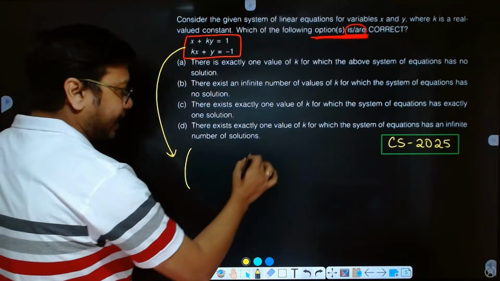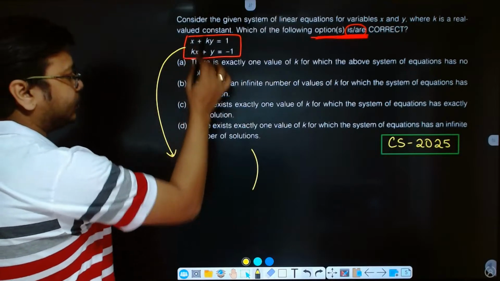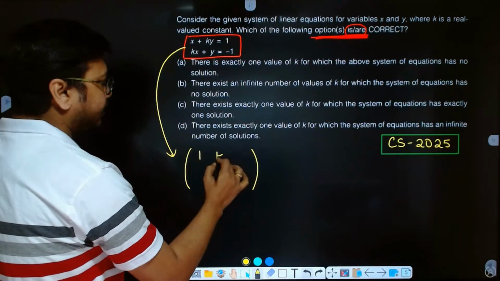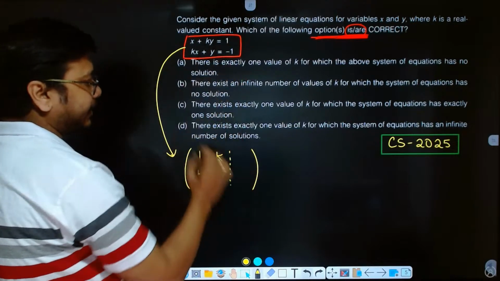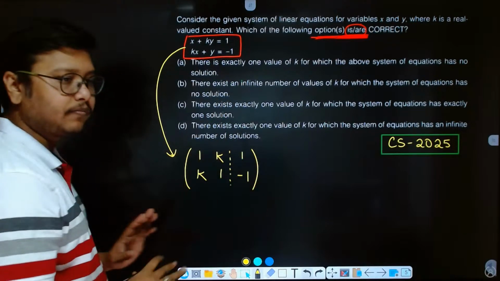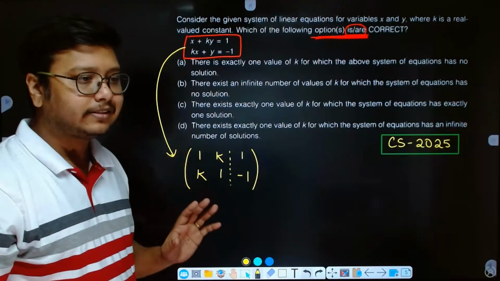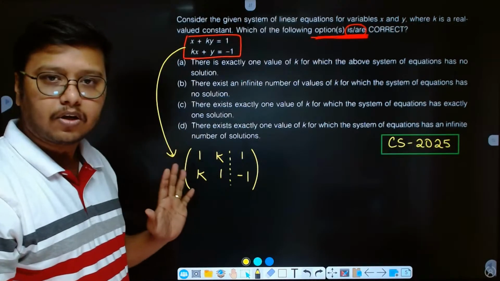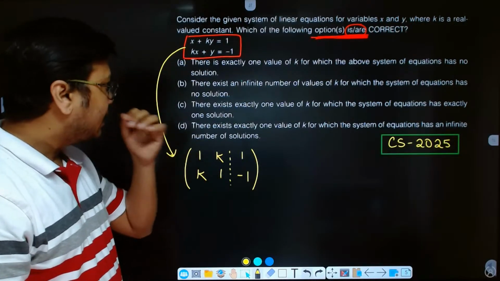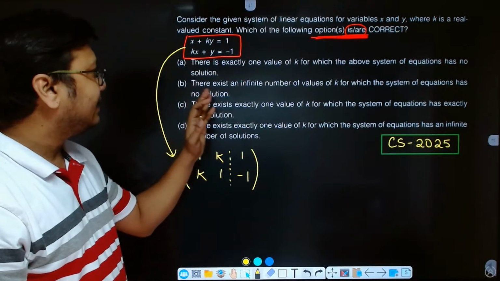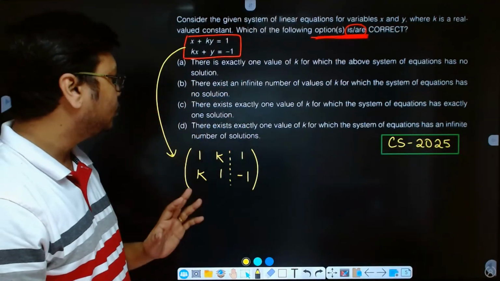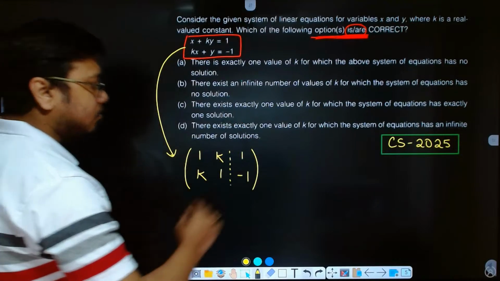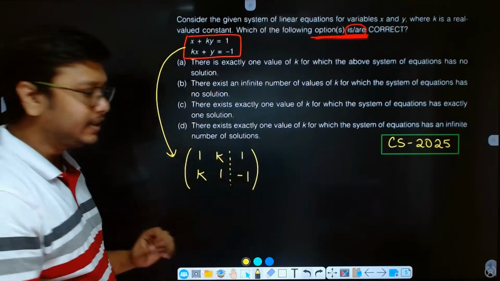The very first thing we'll do is write the augmented matrix. I can see the coefficients are 1, k, k, 1, and on the right side I have 1, minus 1. So this is my augmented matrix. Now the question is asking, there is exactly one value of k for which the above system of equations has no solution. For no solution, let's figure out all the cases here.